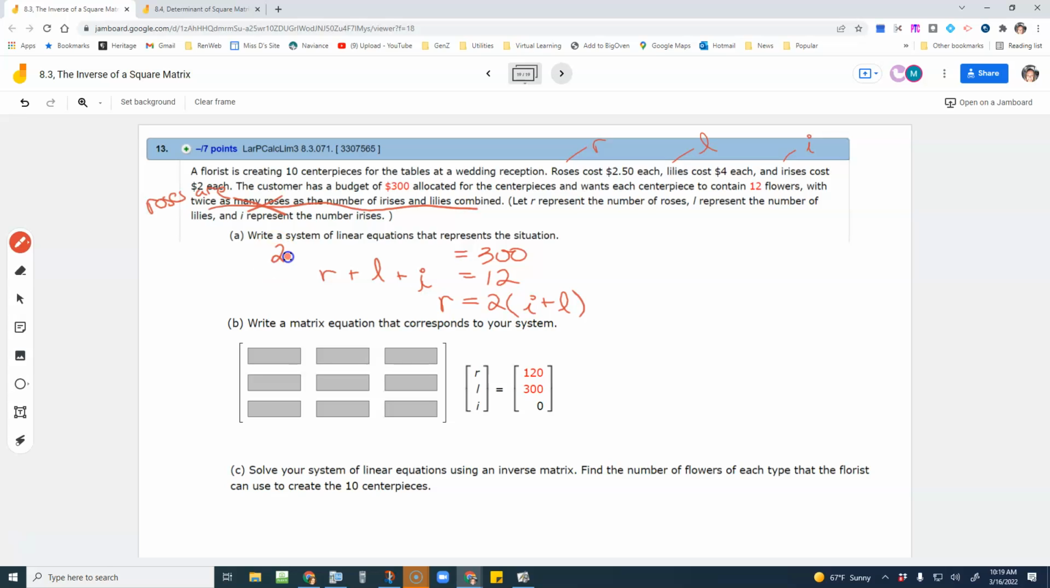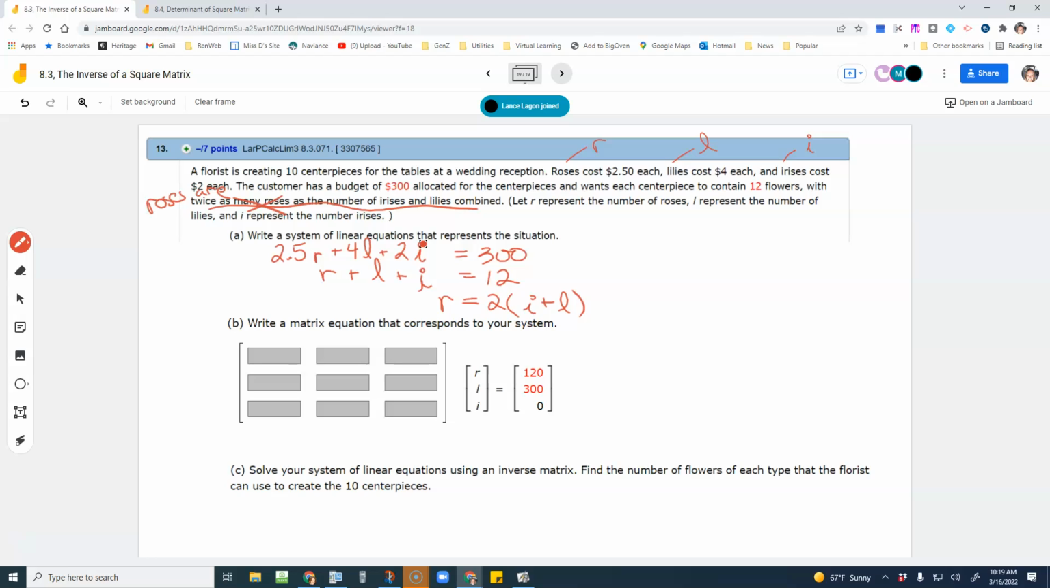Coefficient. Oh, the price is the coefficient, yeah, because you paid $2.50 per rose. You paid $4 per lily. You paid $2 per iris. The flowers at your wedding, it's partially what you like and partially what you can pay for. All right, so 2.5R plus 4L plus 2I. Is that something you can solve?